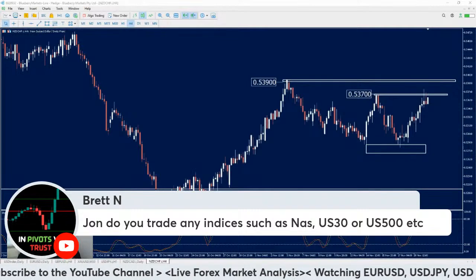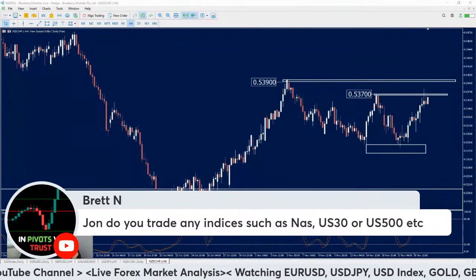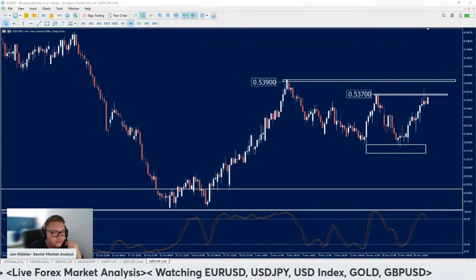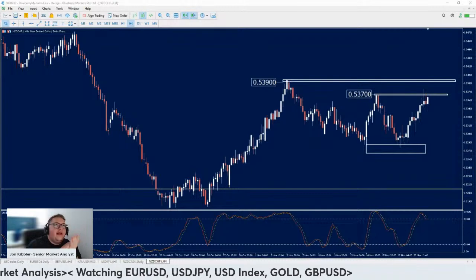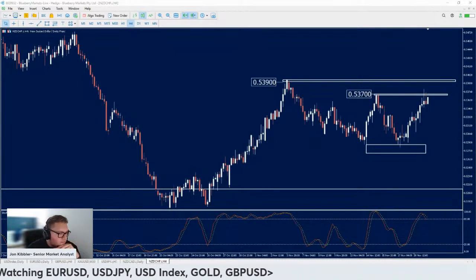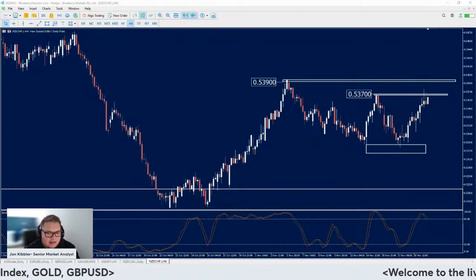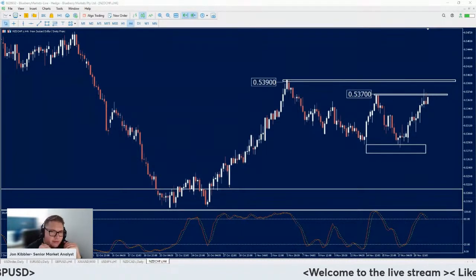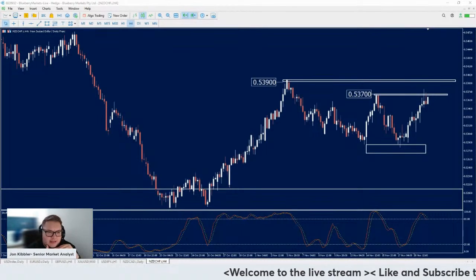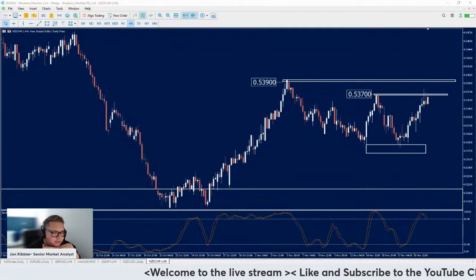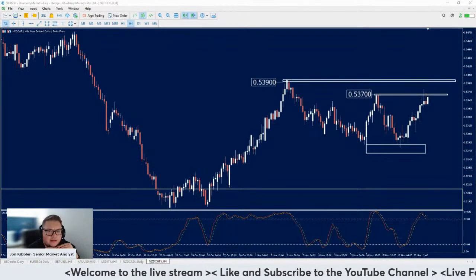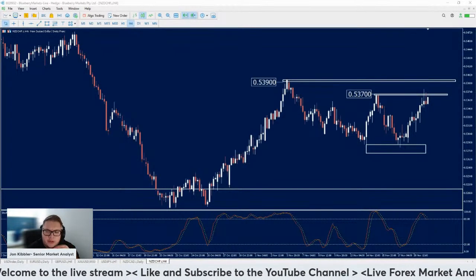Brett, John, do you trade any indices such as NAS, $30, US 500? Every now and again, I will go and move on to the indices. I think we were looking at the NASDAQ last week. That kind of breached through the swing highs. I was looking to see if we'd get a rejection of those swing highs. We didn't, and price has kind of breached through.